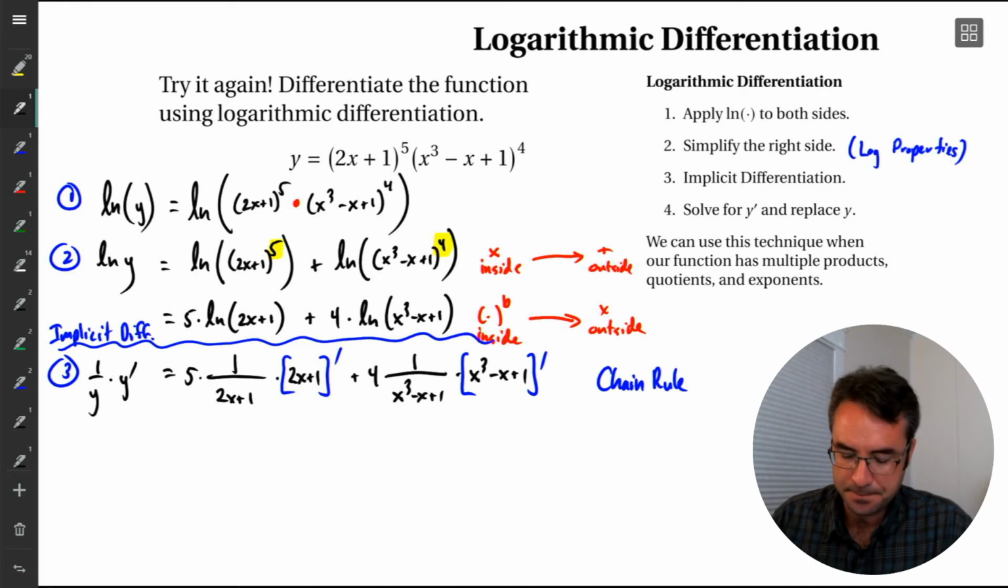Finish differentiating. So derivative of 2x plus 1 is 2. So I would multiply the 5 and the 2 together to get 10, and then we'll put those on top of the fraction here.